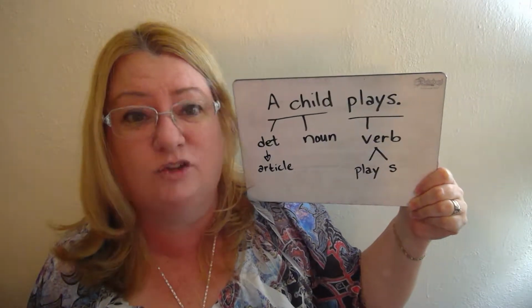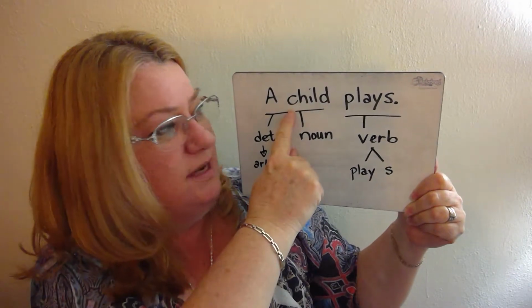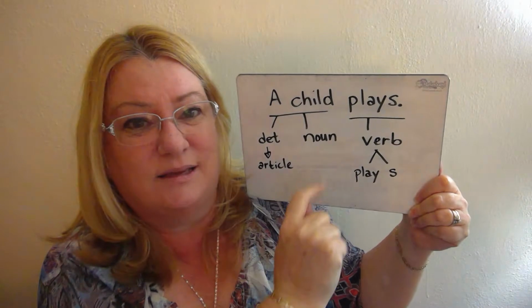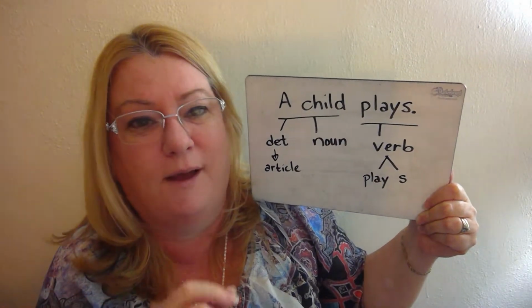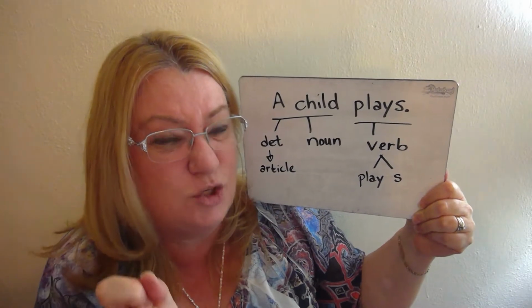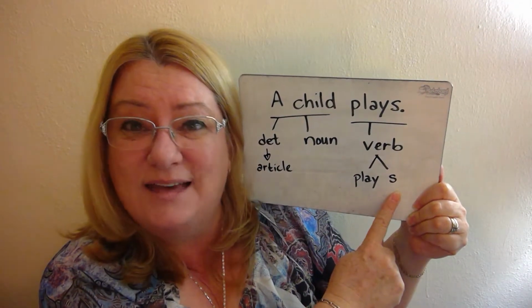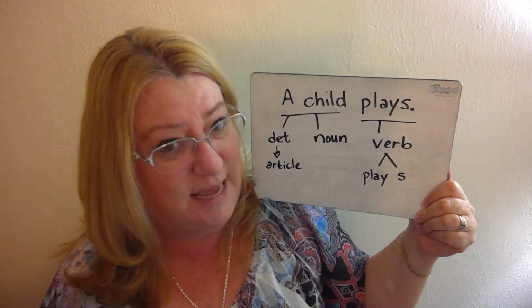So let's look at this idea. Here's a basic sentence. A child plays. A child plays. Well, here's the noun phrase, a child. Here's the verb phrase, plays. Now, the verb phrase only has one word, just the verb. But yet, if we look at the constituent of that verb, well, you've got play, and then you have the S that's added on to indicate that it's a third person in the present tense.